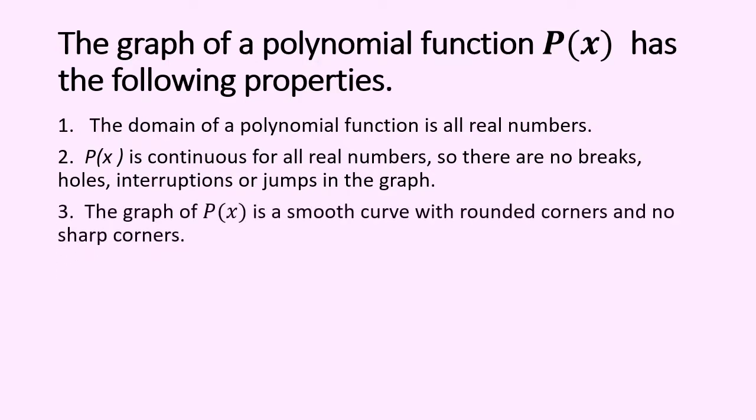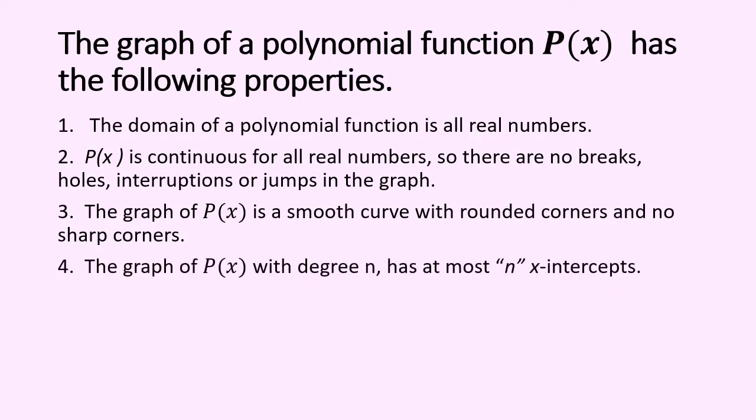The graph of p(x) is a smooth curve with rounded corners and no sharp corners. That's kind of a sneak diss to absolute value. That's the only graph I know with a sharp corner. It's smooth, rounded corners. The graph of p(x) with degree n has at most n x-intercepts. And we're going to talk about how you get the degree of the polynomial pretty soon.